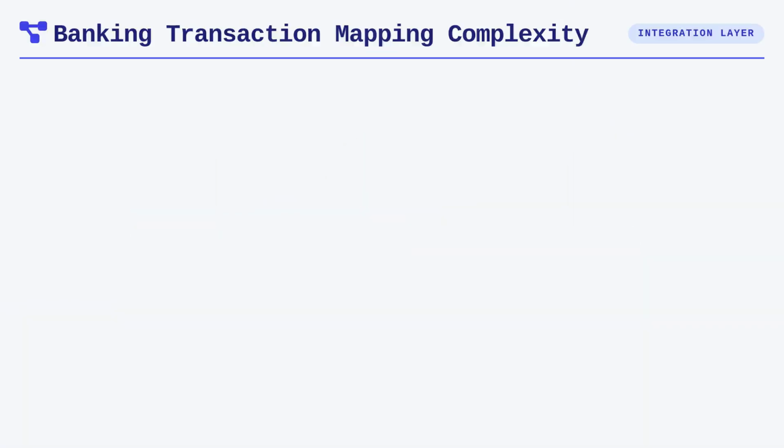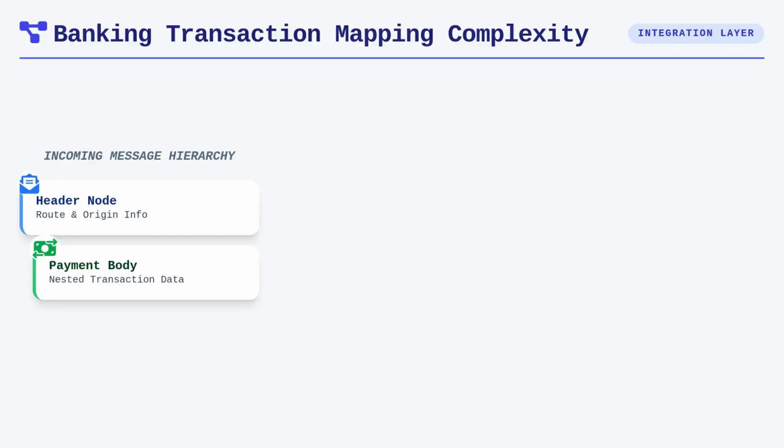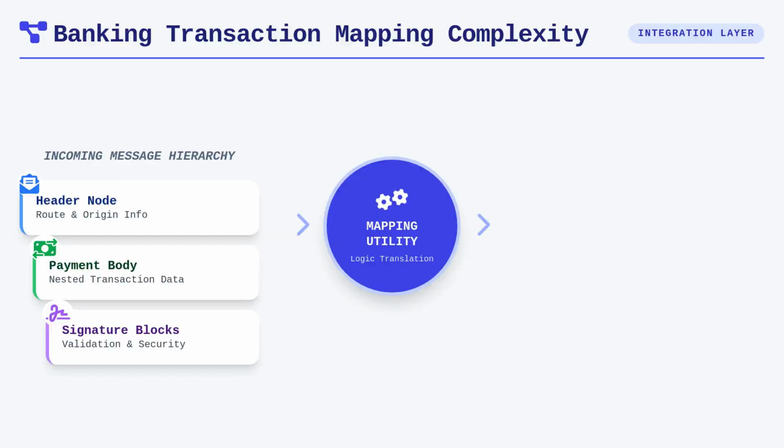The complexity of mapping arises when we consider the hierarchy of banking transactions, which are rarely flat. An incoming message might contain multiple nested nodes, such as a header, a payment body, and signature blocks that all require distinct handling. When configuring the interface, you are not merely defining a path, you are defining the translation logic that maps the external XML namespace to the FLEXCUBE internal field identifiers.